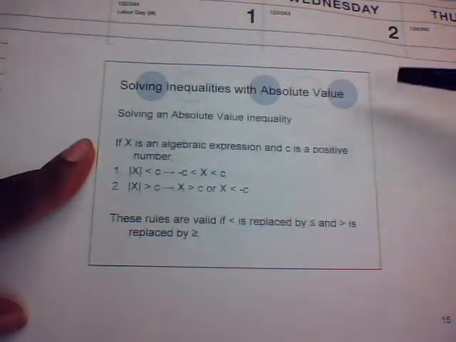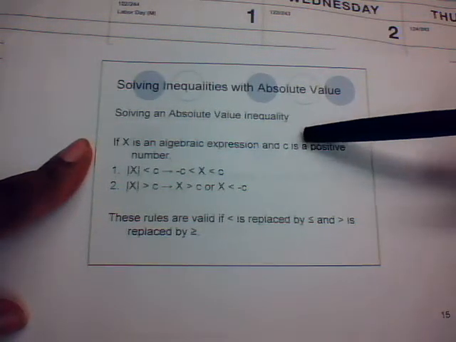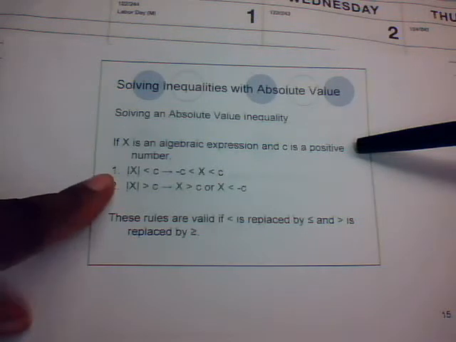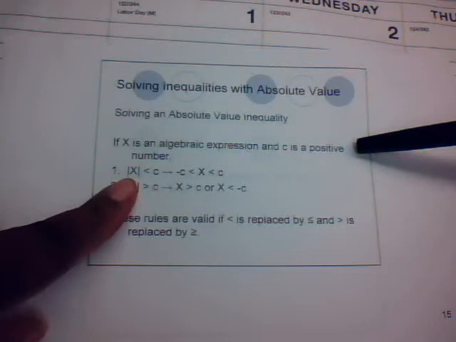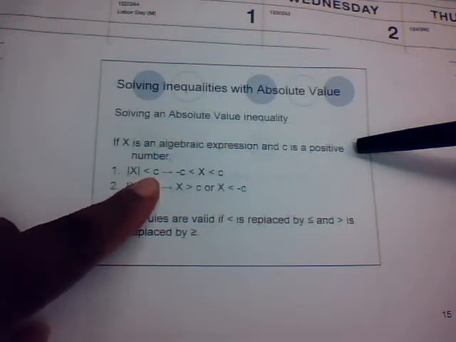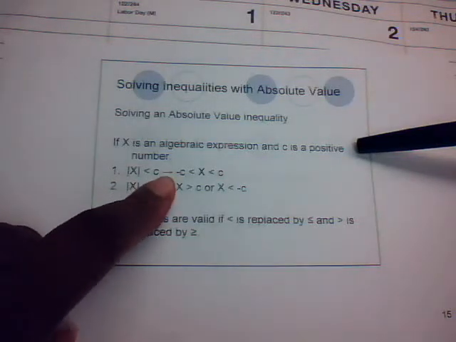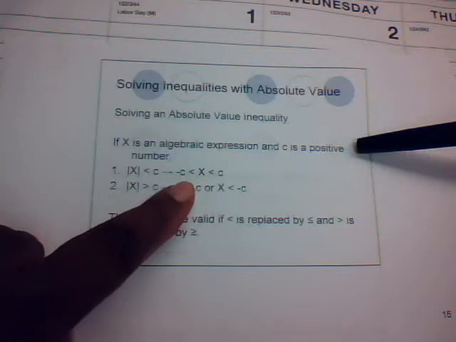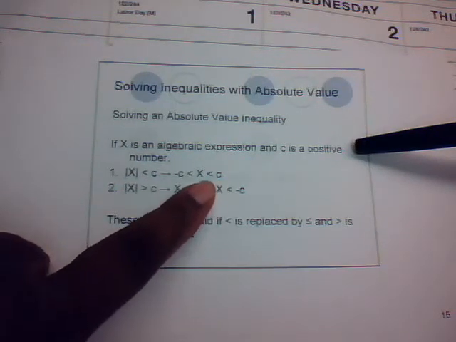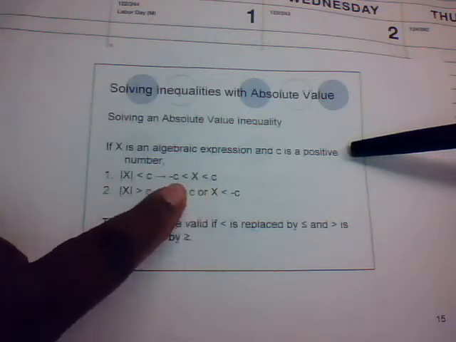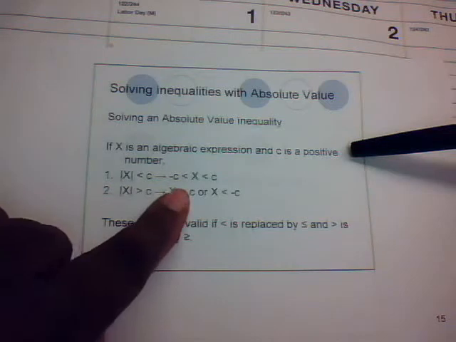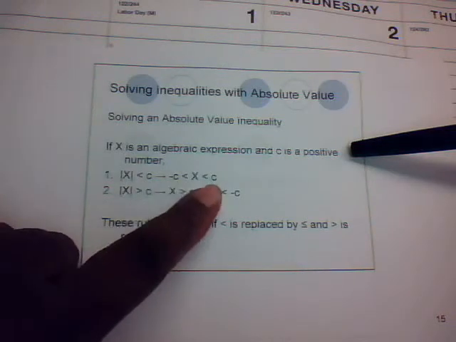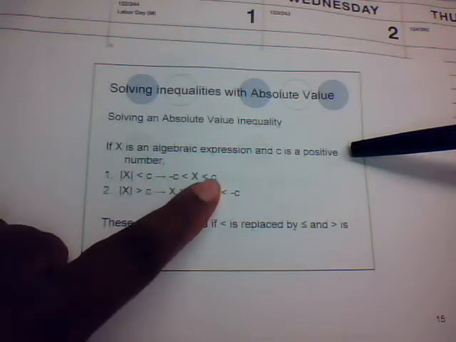If capital X is an algebraic expression and C is a positive number, then you can have two situations. Absolute value of X is less than C can be written as this: X is greater than -C and less than C. This part you write as a compound inequality. With absolute value being less than a constant, you will write this as a compound inequality.